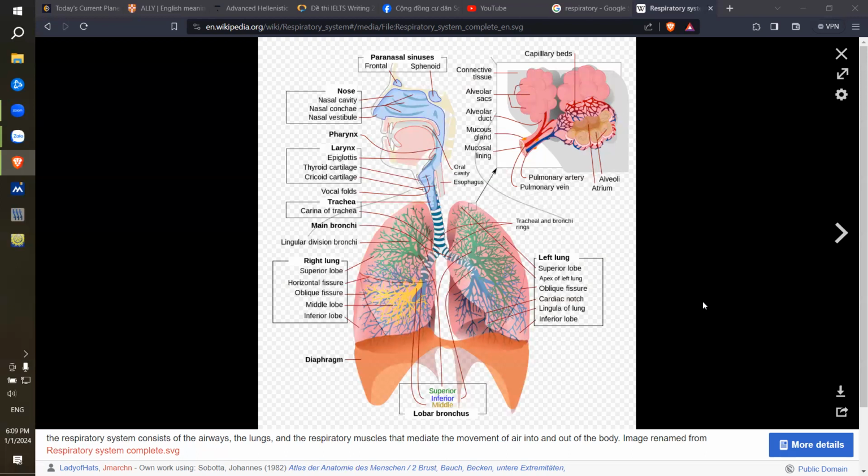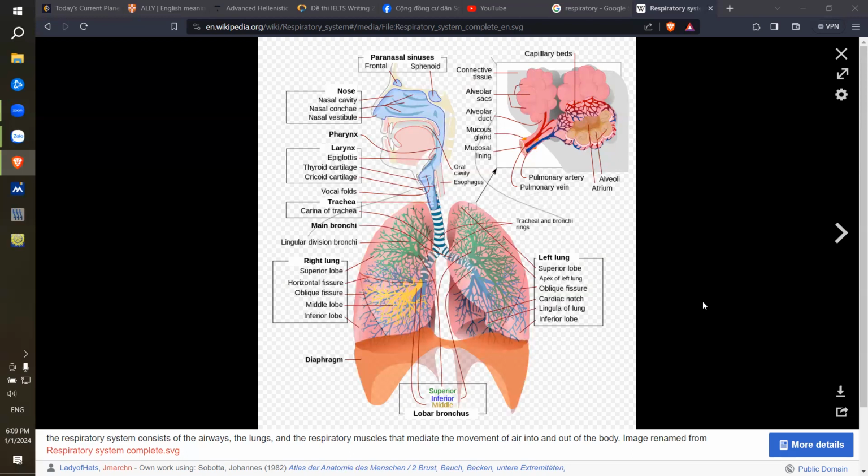After that, exhalation will occur. During exhalation, the diaphragm and the external intercostal muscles relax, allowing the chest cavity to decrease in volume. This increase in pressure within the chest cavity forces air out of the lungs through the nose or mouth. Exhalation is a passive process.